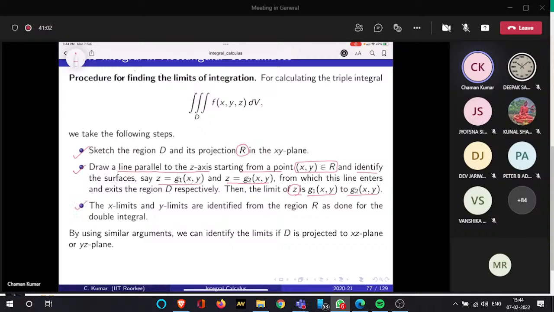Now the limits of X and Y can be identified from the region R, as we have done in the case of double integral, okay? So here you only have to identify the limit of Z, and the limits of X and Y will be identified by the procedure of the double integral.